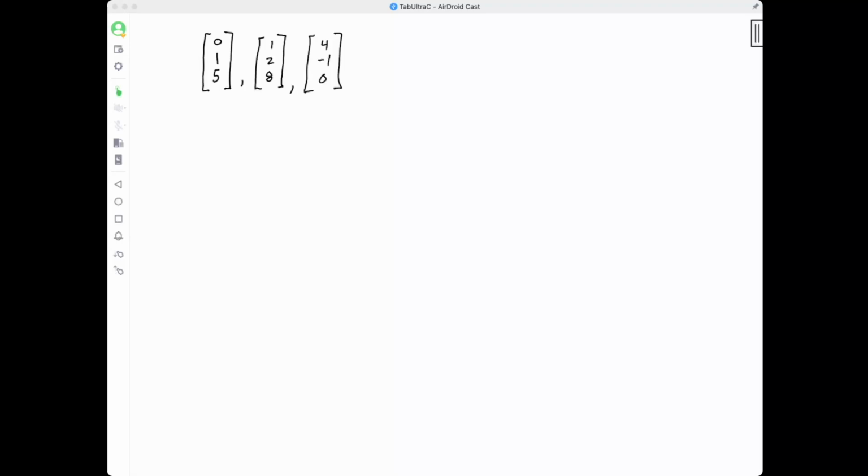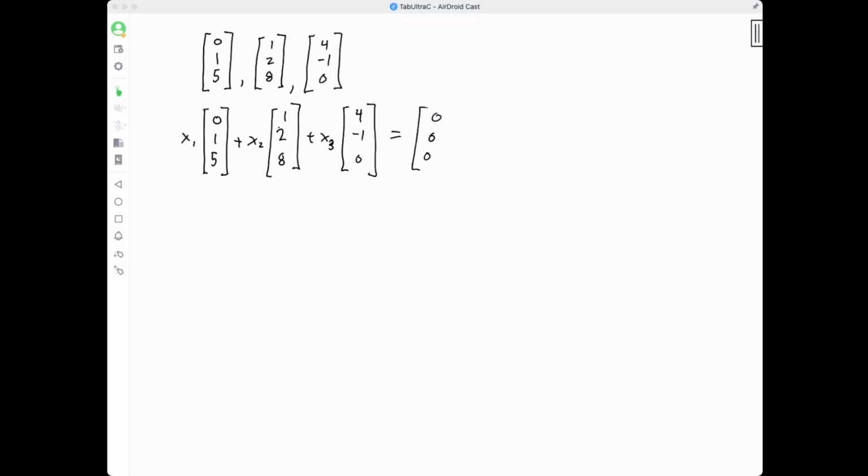If it is linearly dependent, we should be able to find a set of scalars, x1, x2, and x3, such that x1 times 0, 1, 5, plus x2 times 1, 2, 8, plus x3 times 4, -1, 0 equals 0, 0, 0. If I can find any solution other than x1 equals 0, x2 equals 0, and x3 equals 0, then these are linearly dependent.